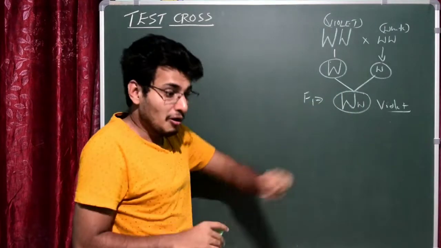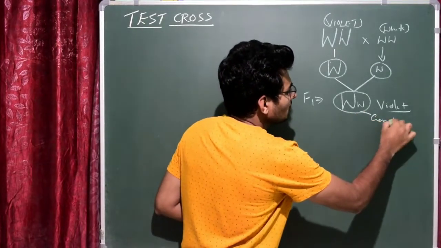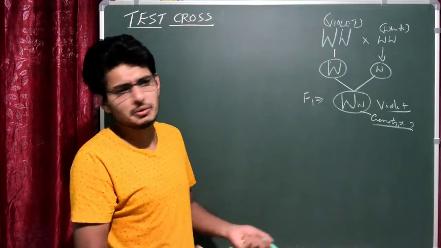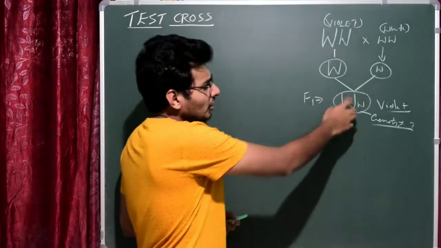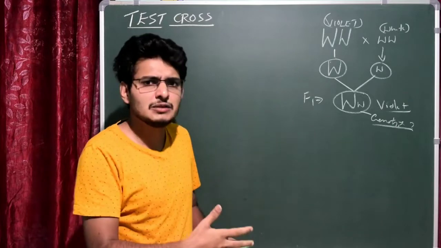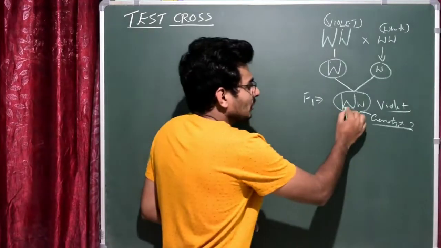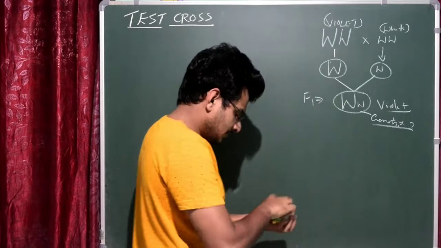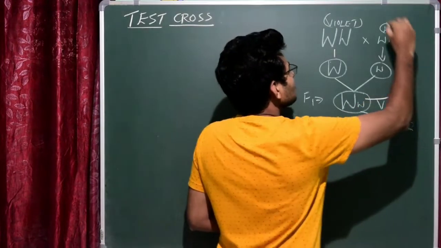But when you are doing the experiment, you may not know the genotype of this organism. Phenotypically it is simple: this is violet, this is white. As a result of the cross between them you get violet colored flower plants, but you don't know which genes are present inside. So, to know the unknown genotype of the F1, what we can do is simply cross this with its recessive parent.